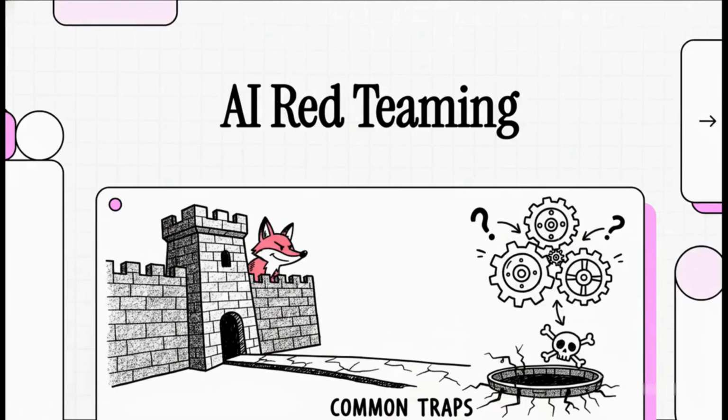Okay, today we are diving into a huge topic in software right now, AI red teaming. We're going to break down exactly what it is, how you can actually use it, and maybe, most importantly, we're going to look at the big mistakes so many companies are making when they try to do it. Let's get right into it.